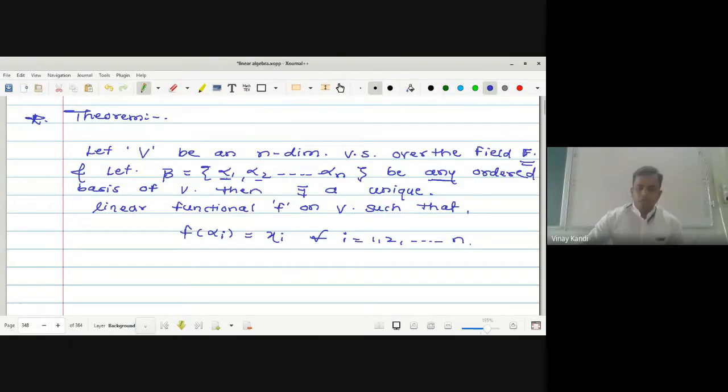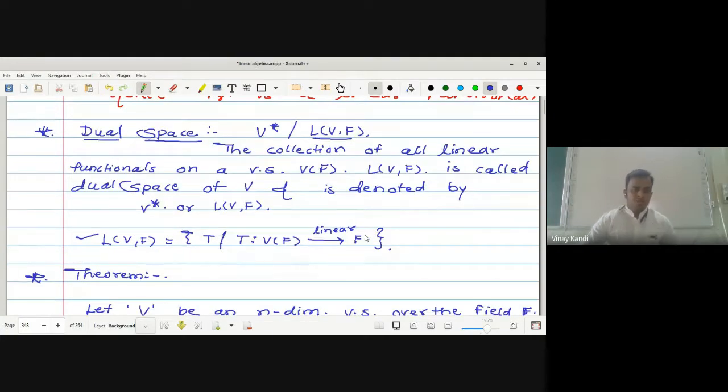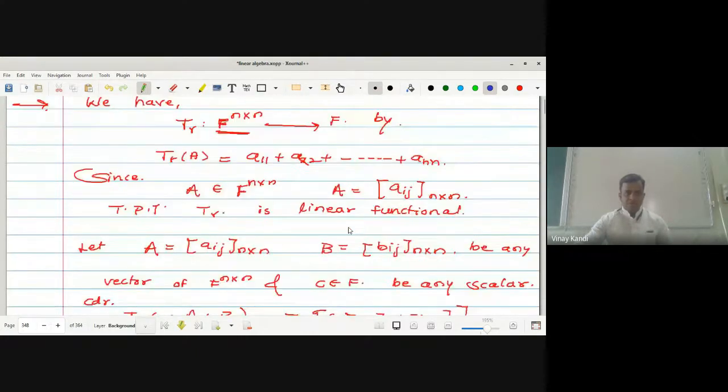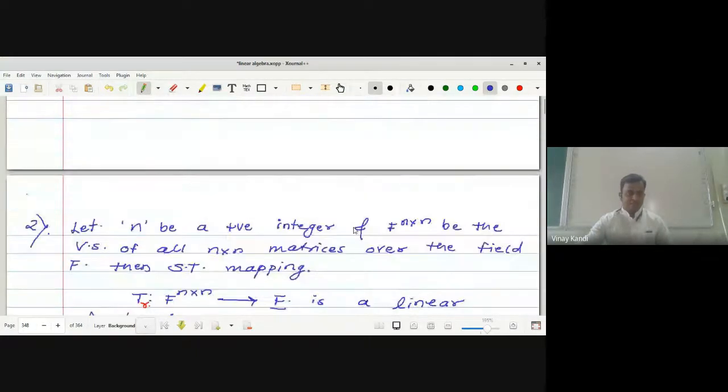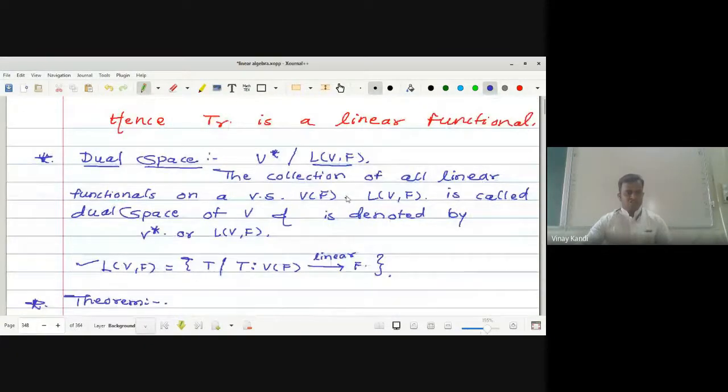Good morning. In the last lecture, we saw some basic definitions: linear transformation, linear operator, linear functional, range of T, nullity of T, null space of T and rank of T, and also the rank-nullity theorem and the definition of dual space.